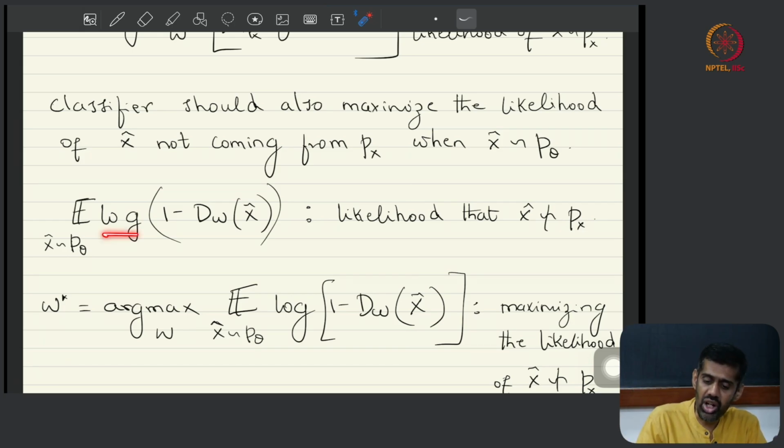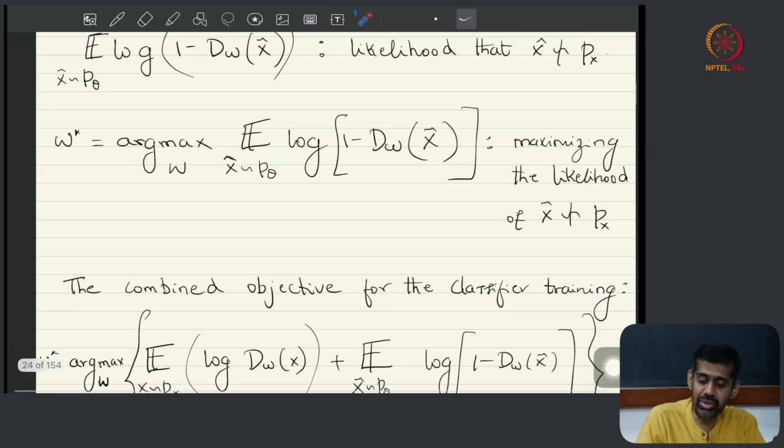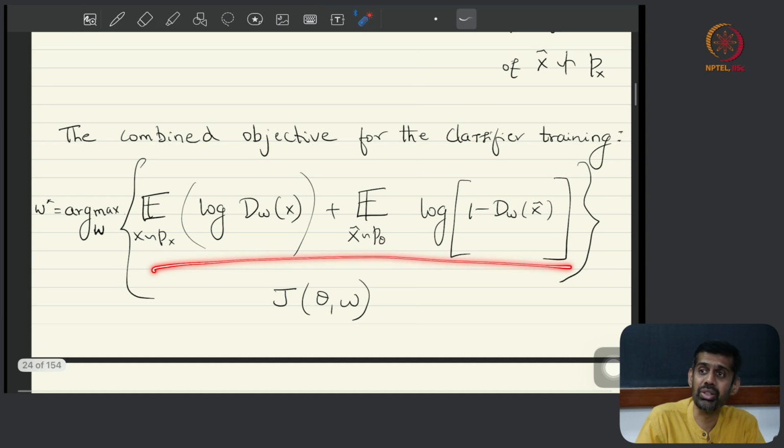Okay, this is the log of the likelihood that X cap is not coming from Px. You take an expectation over all samples from p theta and you maximize that with respect to W again. So this classifier has to do two things. It has to maximize the likelihood of a point X coming from Px, and it has to maximize the likelihood of X cap not coming from Px. It has to do both of them simultaneously, which is exactly this objective that we got.